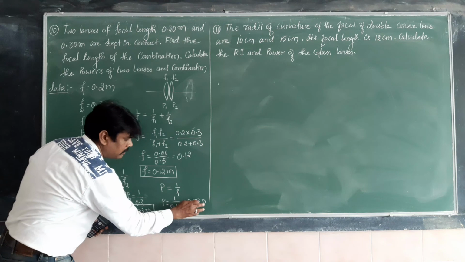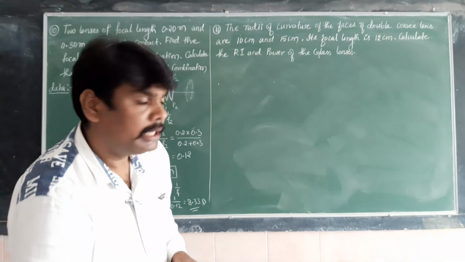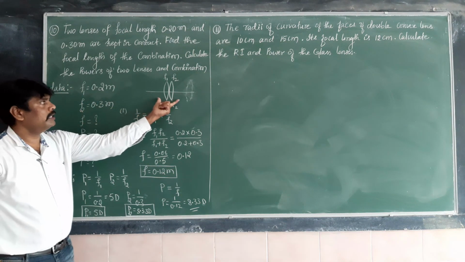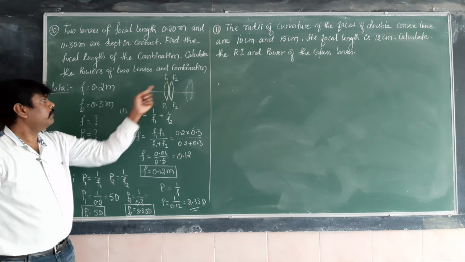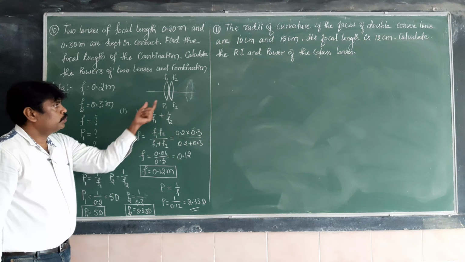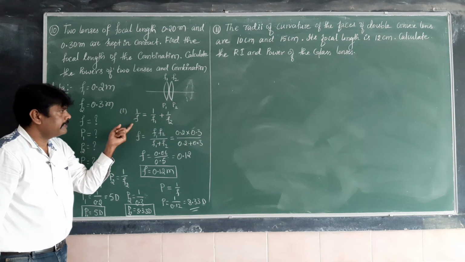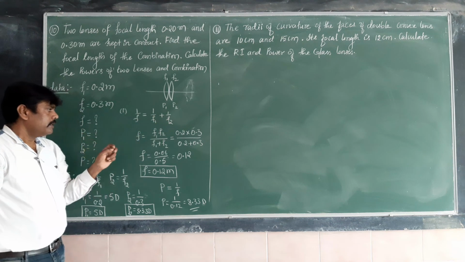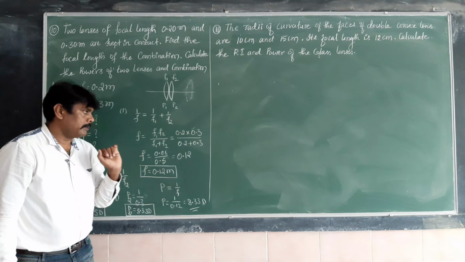So in this way one can solve the problem. This is a very important 5 marks problem for the examination. See here, two lenses are given. The first one's focal length is 0.2, the second one's focal length is 0.3. We take the formula for a combination of two thin lenses in contact coaxially: 1 by F is equal to 1 by F1 plus 1 by F2. Simplify this, and finally you will get an answer of 0.12 meter.